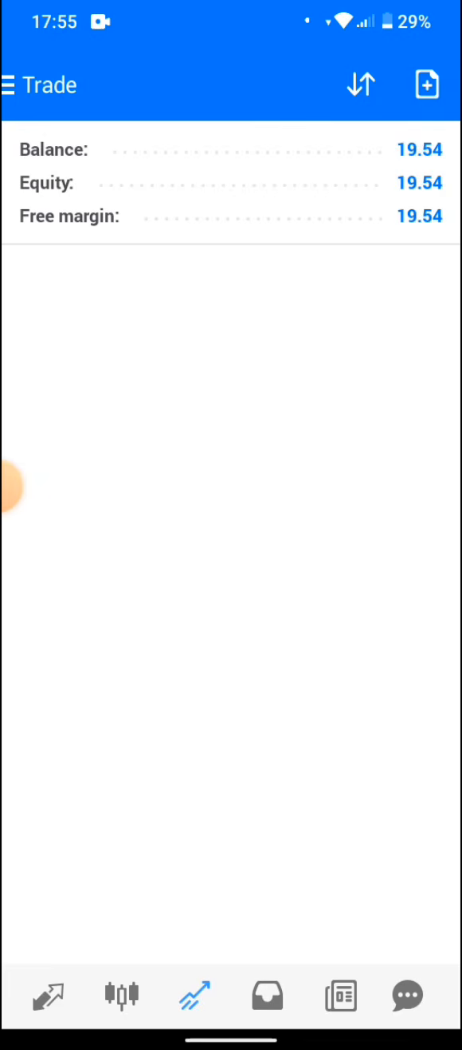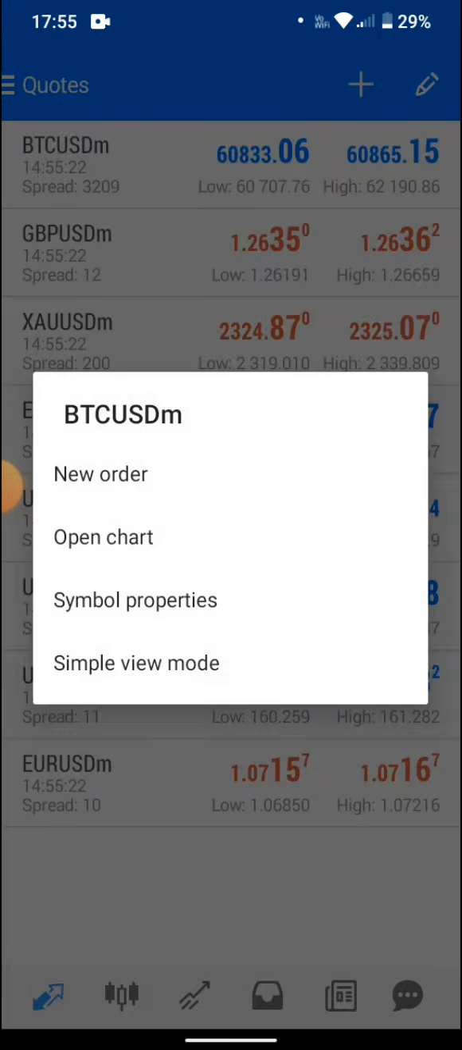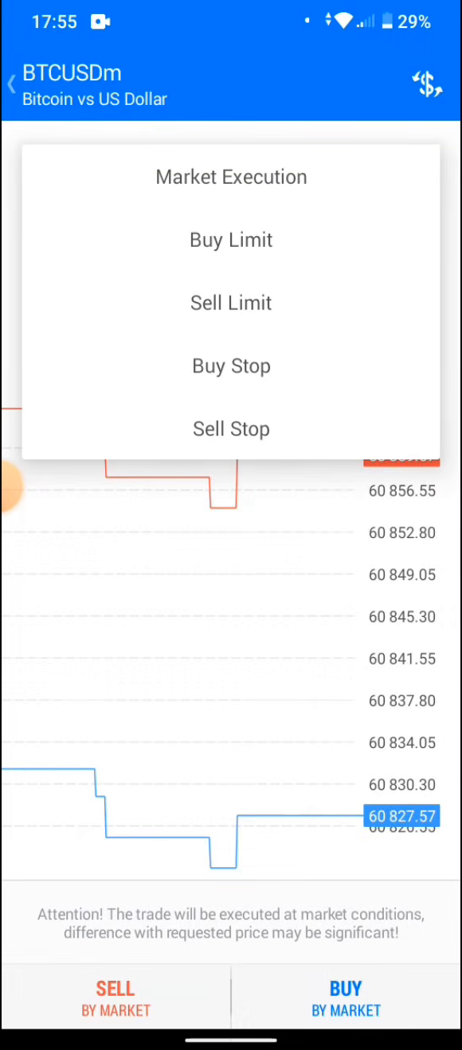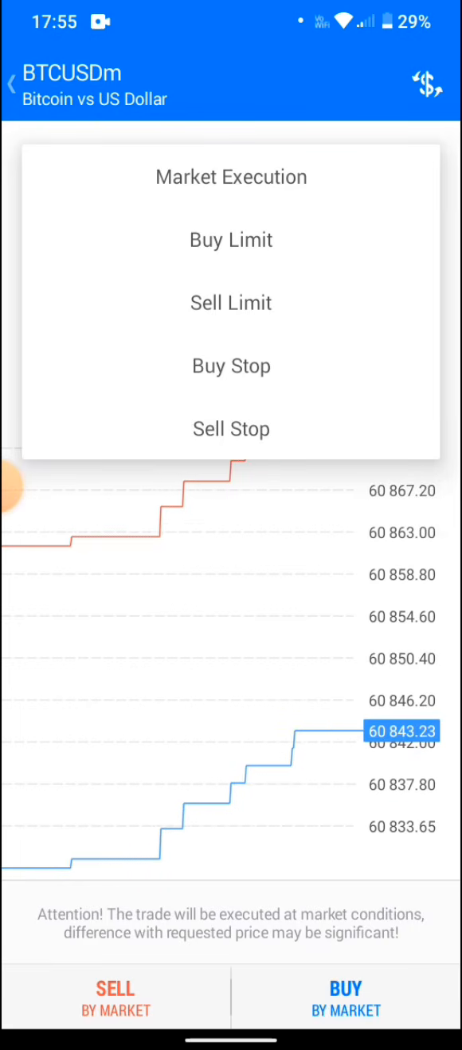So now let's come to the remaining types of orders. We have two more types of orders. So we go again. Now let's use Bitcoin. We come to a new order. So we have talked about buy limit and sell limit. This one is clear. Now let's talk about buy stop. Buy stop order.